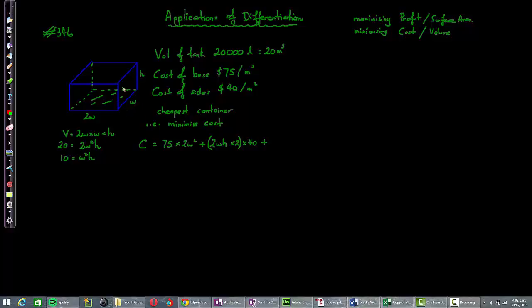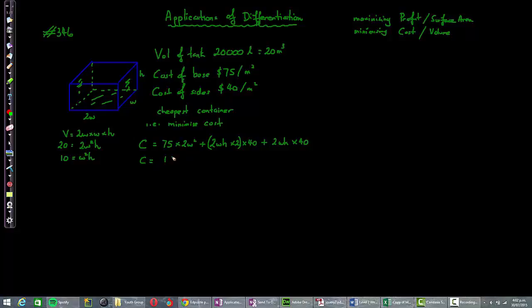So that's the front and the back, and let's add on the two sides. This side over here, the right side, is W times H, and we also have a left side. So that's going to be two lots of WH, and each of those square meters times 40. Alright, let's try and simplify this.